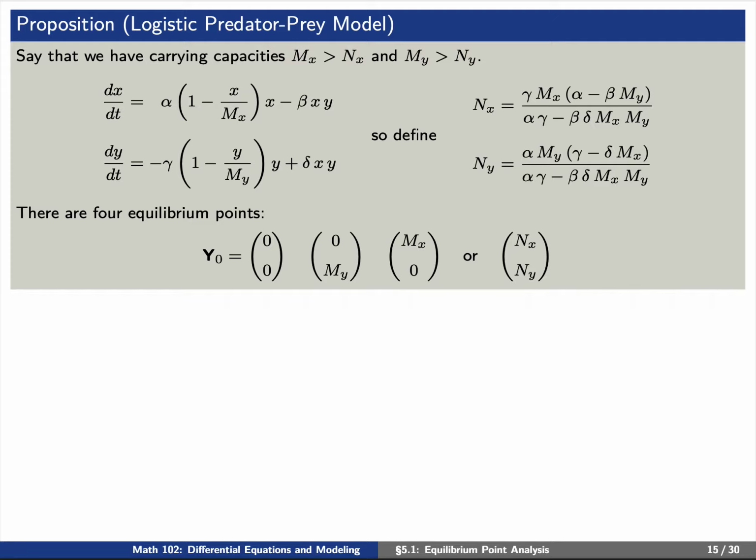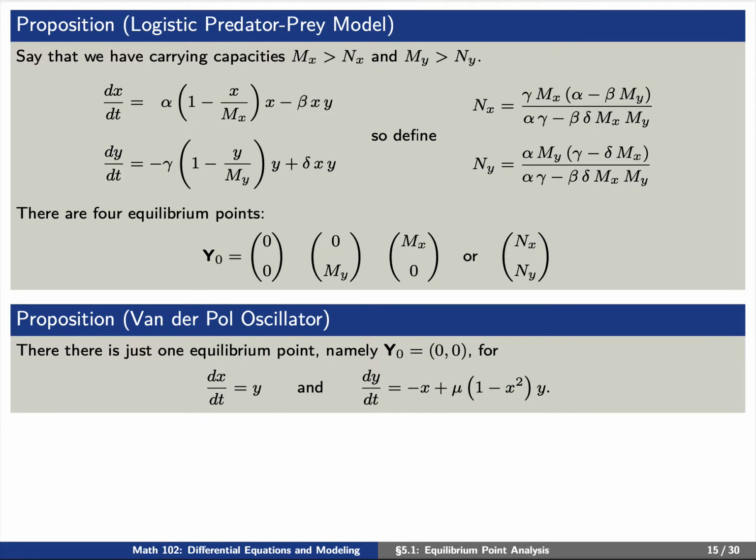As a slight generalization, let's consider the predator-prey model as before, but say that we have perhaps carrying capacities m sub x and m sub y. Then dx dt equals alpha times 1 minus x over m sub x times x minus beta xy, and dy dt equals negative gamma times 1 minus y over m sub y times y plus delta xy. More generally, in this case, we have four equilibrium points, namely the origin, 0, comma 0, m sub x, comma 0, 0, comma m sub y, or n sub x, comma n sub y.